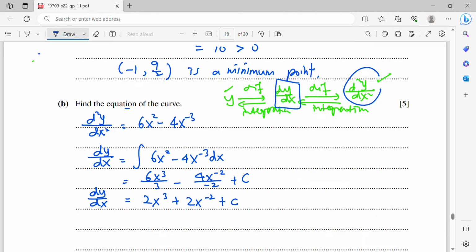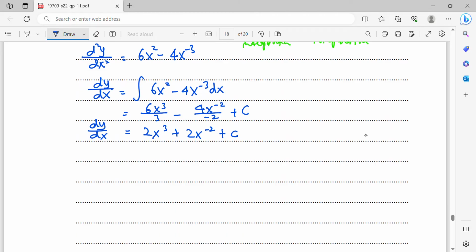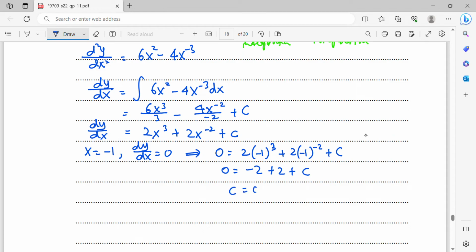So now we need to find the c first before we proceed to the next integration. So now we get the idea from part A. Stationary point at x equals to minus 1. Whenever there is a stationary point, it means that dy dx equals 0. So when x equals to minus 1, dy dx will be 0 because that is the stationary point. So now from here, 0 is 2 times minus 1 cubed plus 2 times minus 1 to the power of negative 2 plus c. So my 2 times minus 1 cubed is minus 2. Minus 1 to the power of negative 2 is 1. So 1 times 2 is 2. Therefore, my c is 0.